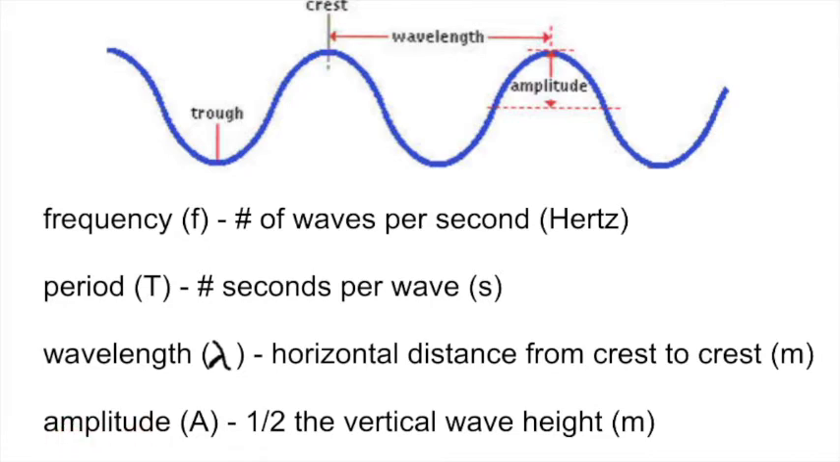The amplitude, represented by the capital letter A, is half the vertical wave height and measured in meters. So here we can see the full wave height, but half of that wave height is the amplitude. And lastly, every wave has a velocity, or speed of the wave, measured in meters per second. We can look at the characteristics of waves to tell them apart. Let's compare two waves here.